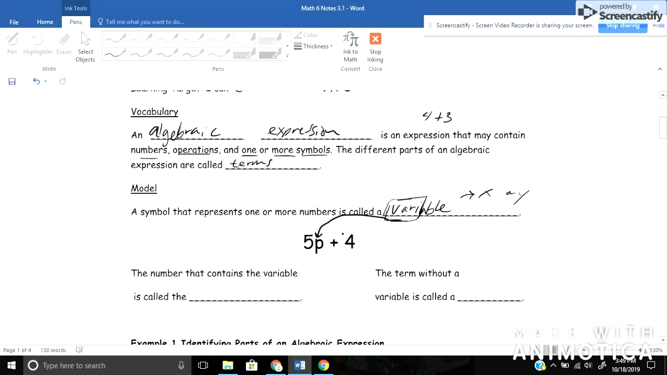example is p. Okay, maybe you want to put in here letter because variables in math expressions are letters. And it doesn't matter what letter it is. Like I said, a lot of times they use x or y, but they can be different things. Okay. The next vocab word you have is a coefficient. So the number that contains the variable is called the coefficient.